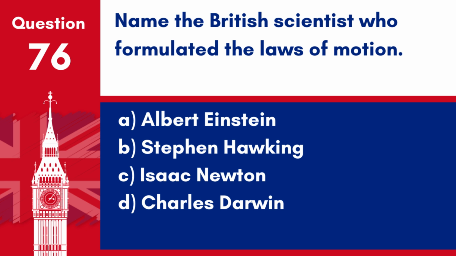Question 76. Name the British scientist who formulated the laws of motion. A. Albert Einstein. B. Stephen Hawking. C. Isaac Newton. D. Charles Darwin. Answer C. Isaac Newton. Sir Isaac Newton, a key figure in the scientific revolution, formulated the laws of motion, which are fundamental to the study of physics.